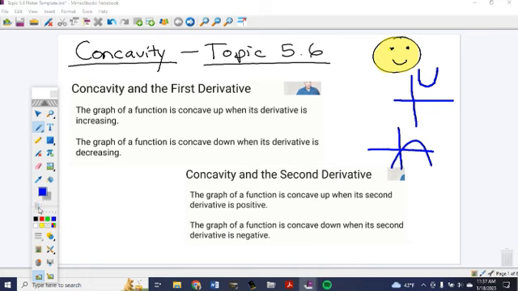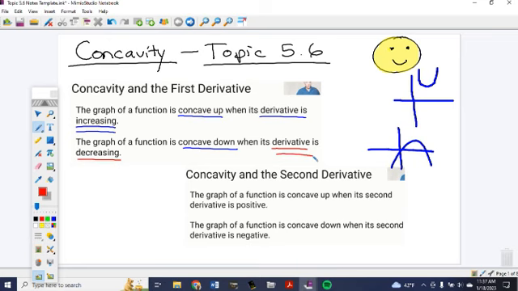So when we're talking about concavity, the graph of a function is concave up when its derivative is increasing. Not when the original function is increasing, when the derivative is increasing. It's concave down when its derivative is decreasing. Again, when the derivative is decreasing.